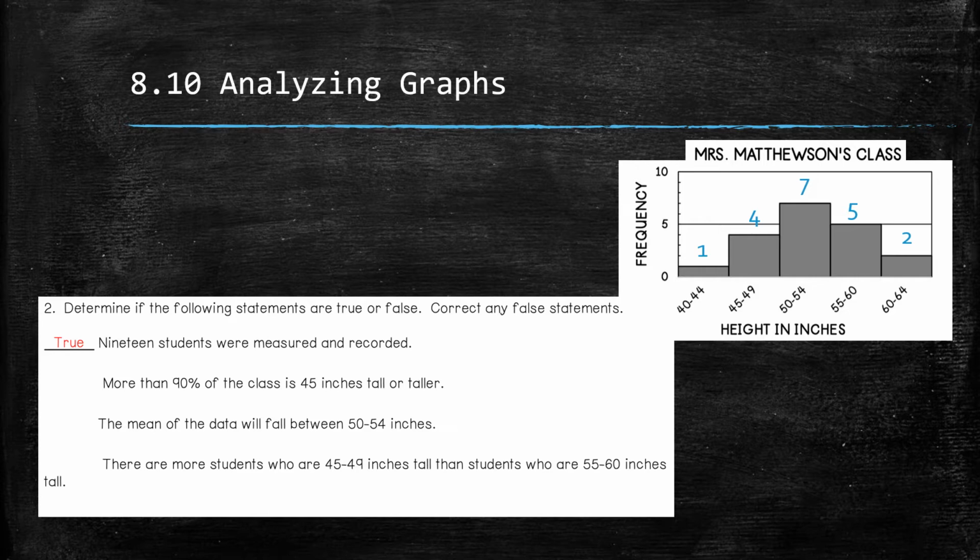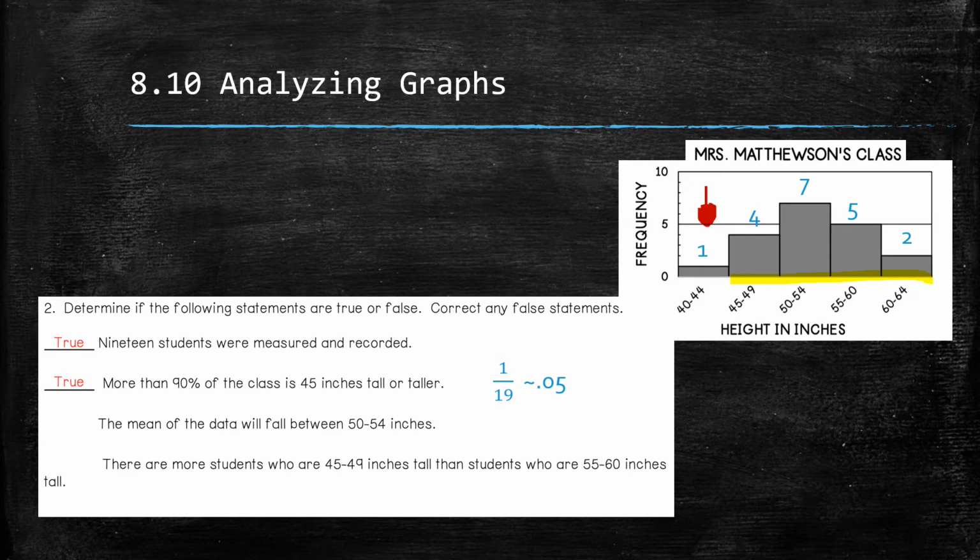More than 90% of the class is 45 inches or taller. I'm looking at this data here, and it looks like it's the majority of my data, and that could very well be true. But just to be on the safe side, I'm going to calculate the one bar that is not included because I can subtract that percentage from 100%. And when I do that, 1 divided by 19 gives me approximately 5/100, which is 5%. And that would mean that the other bars total 95%, so that is true.